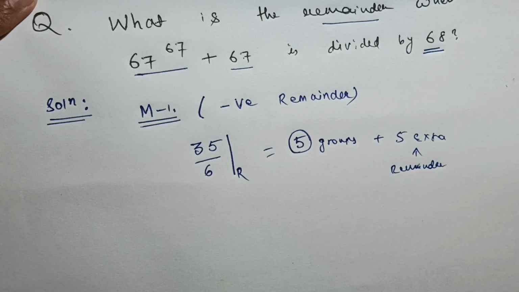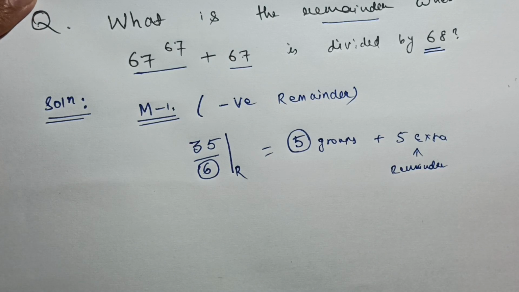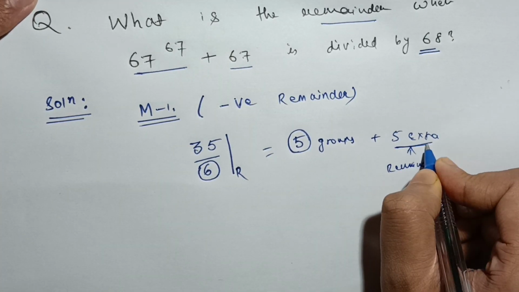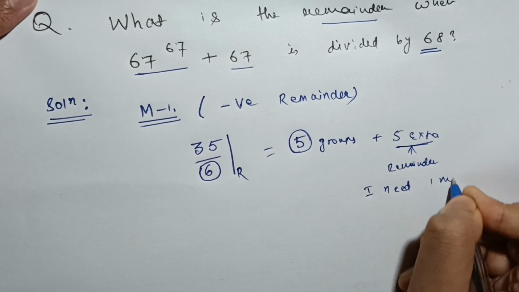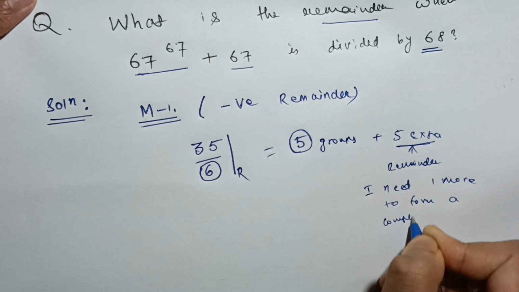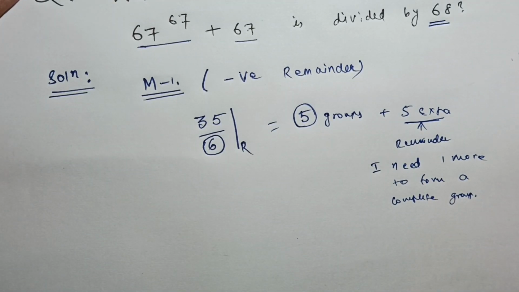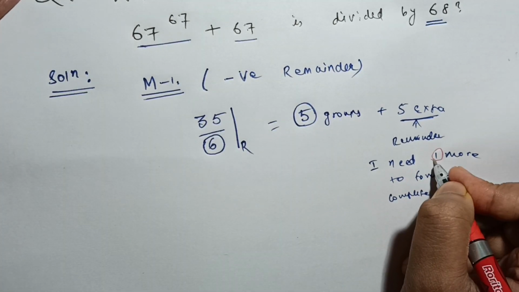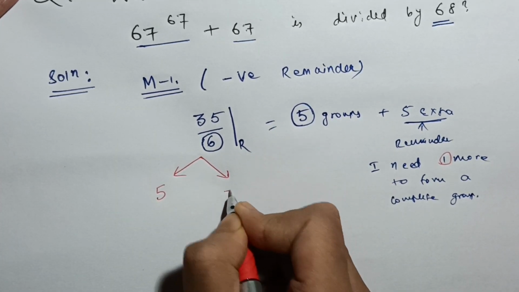But let's say I ask you how many more items do you need in order to form a complete group? We know that 6 items are needed to form a complete group and I have 5 left over. It means that I need one more to form a complete group, right? So this one is known as the negative remainder. In other words, it can have either 5 as remainder or minus 1 as remainder.